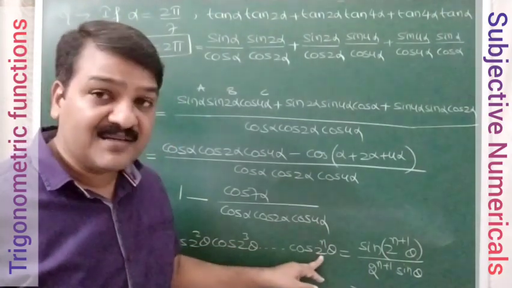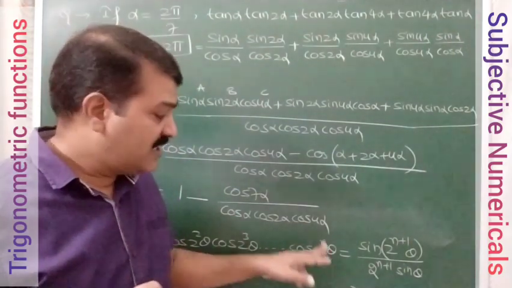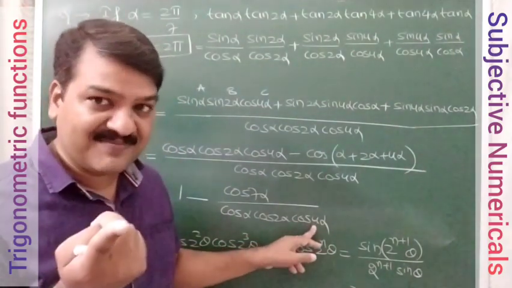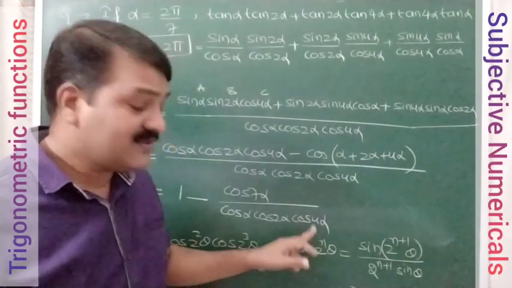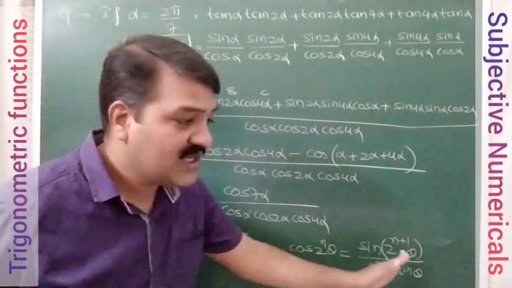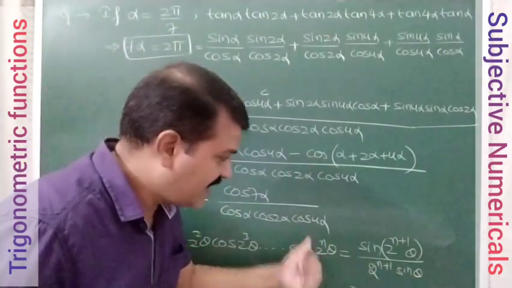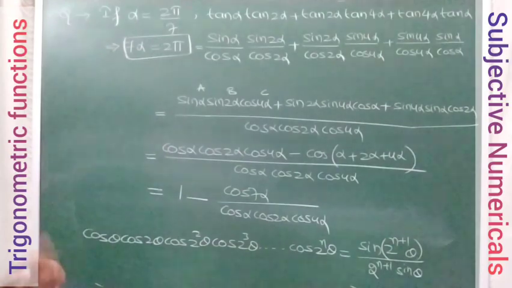That means what is n? n is 2. Cos 2 power n theta is last. Here we have cos 2 square alpha last. So 2 power n, 2 square, n must be 2. So taking n as 2, apply this formula for denominator.